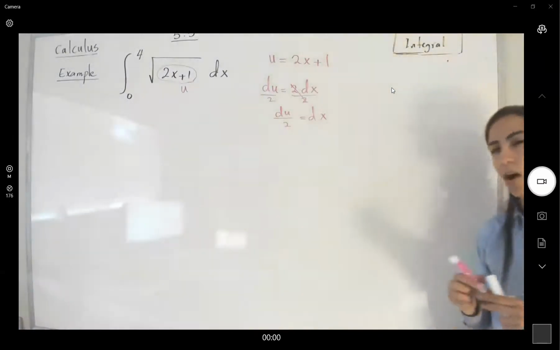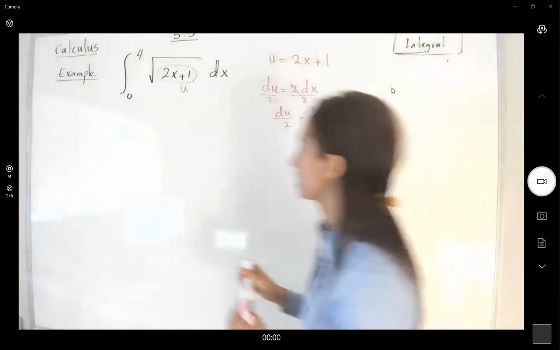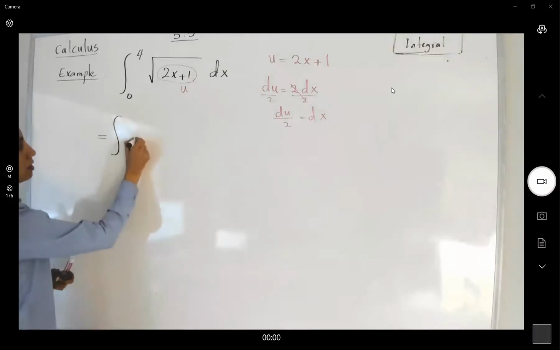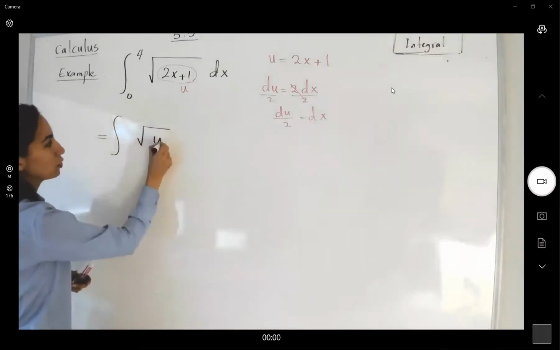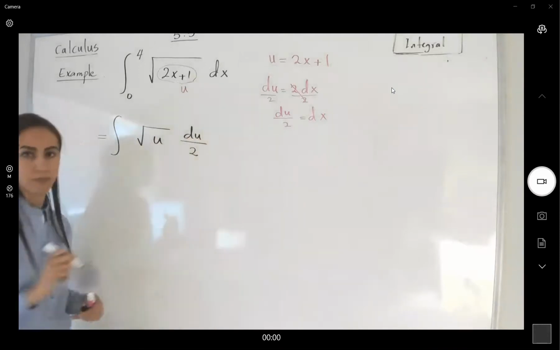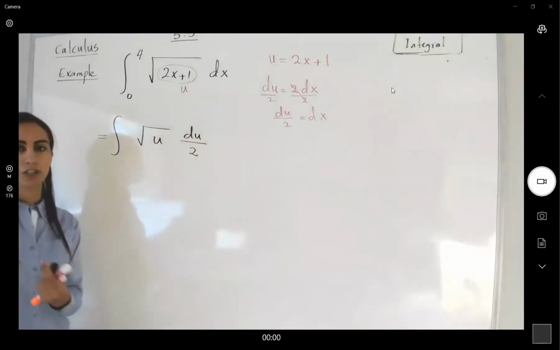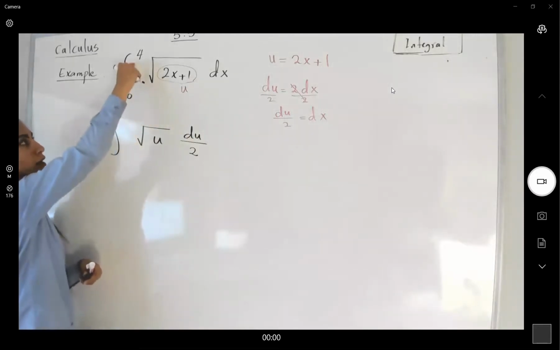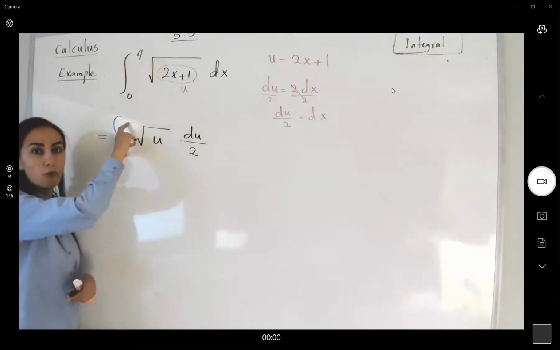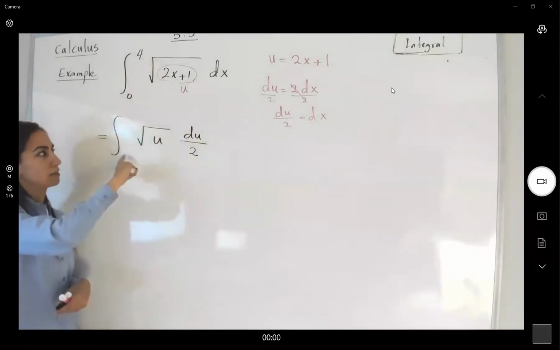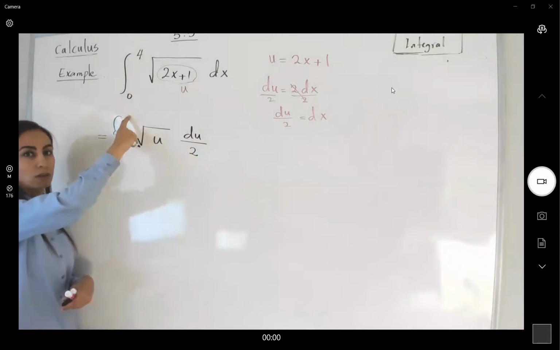Okay, now think about it this way. Here you have the integral of square root of u du divided by 2. My question for you is, should I keep the lower bound and upper bound as 0 and 4, or should I change it based on u? Is it still 0 and 4?